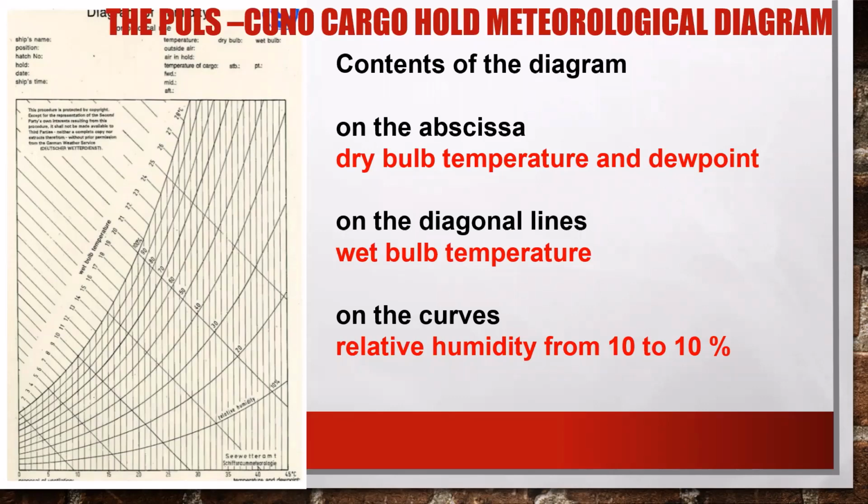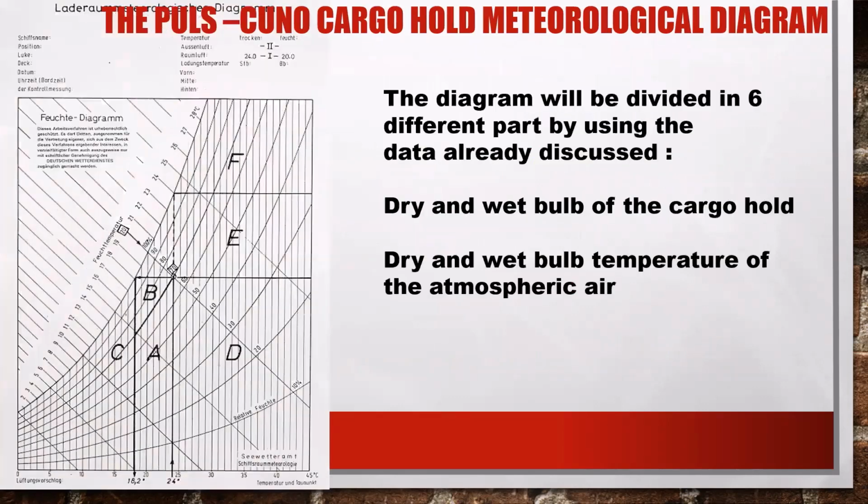The whole diagram is divided into 6 different parts: A, B, C, D, E, and F. The way this diagram is divided always remains the same, regardless of what dry and wet bulb temperatures I have; the buildup of these fields remains. So for each field we have a certain consequence and a certain ventilation regulation, that means whether we have to ventilate or not.